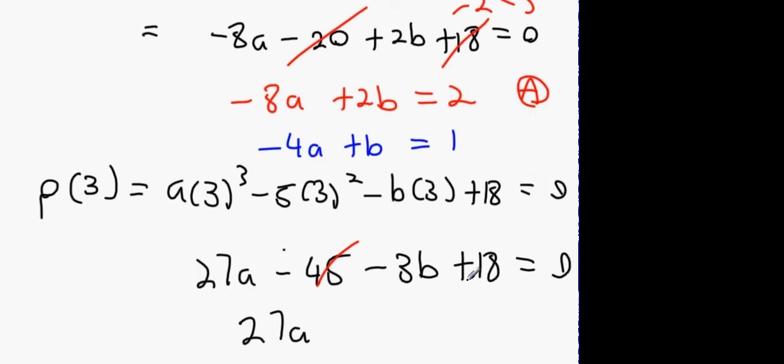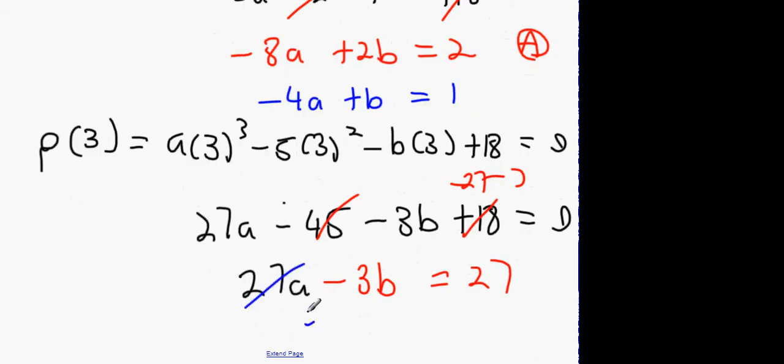Bring the minus 27 over to the other side, and it becomes plus 27. You're going to get 27a minus 3b equals 27. Both of these are divisible by 3. So we divide them by 3, I get 9a minus b equals 9.